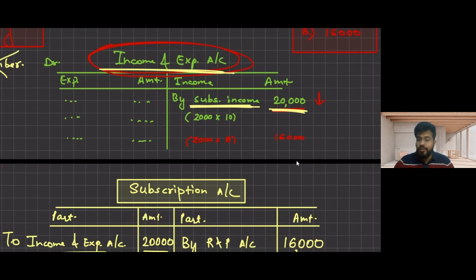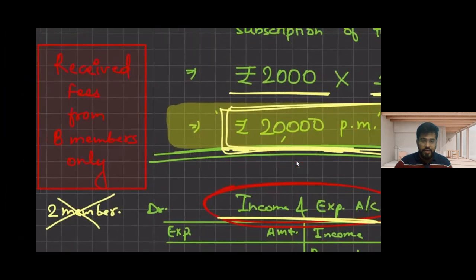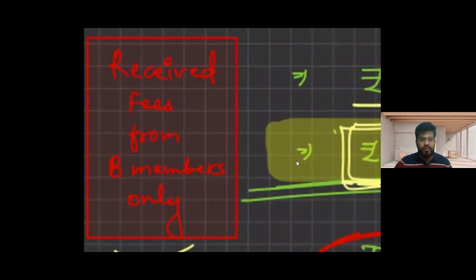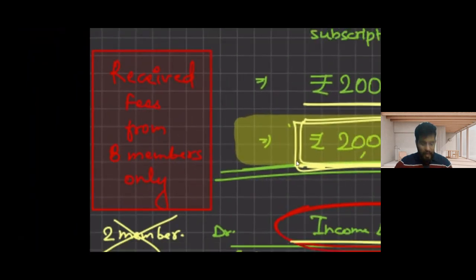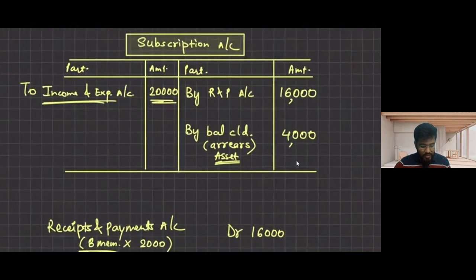But afterwards, what happened? I got the fees not from 10 members, but from 8 members only. So for that 8 members, what will happen? I will get some receipts. So my receipt and payment account will be debited and my subscription account will be credited by that amount.